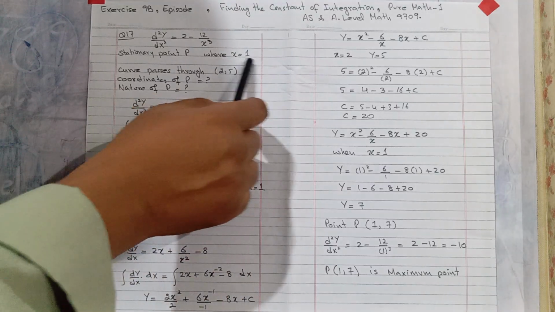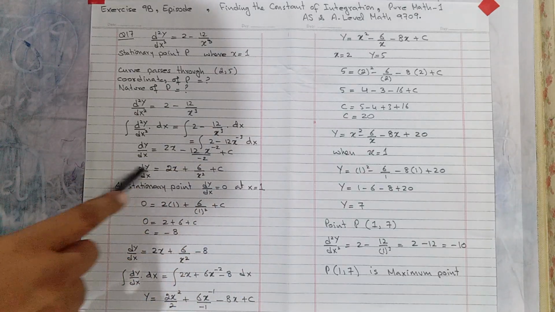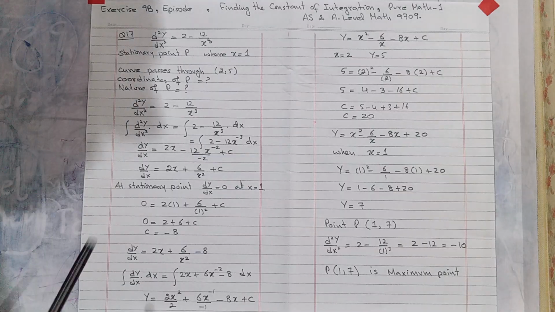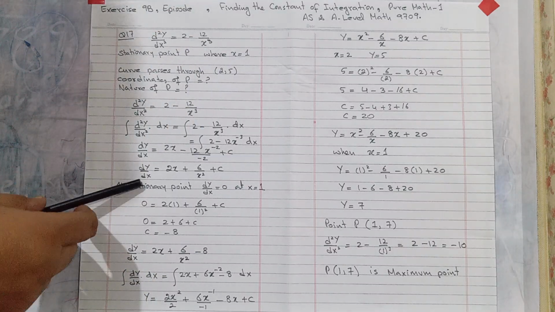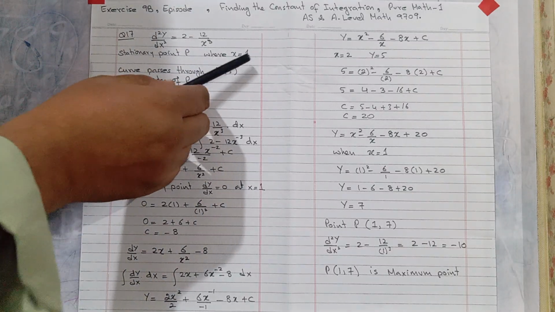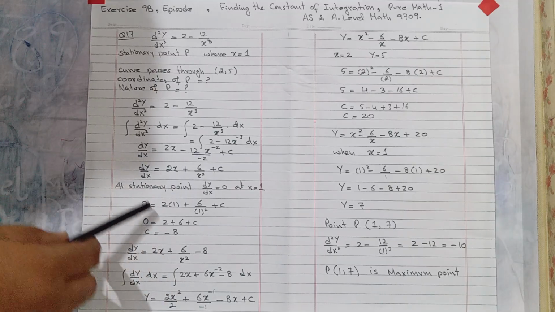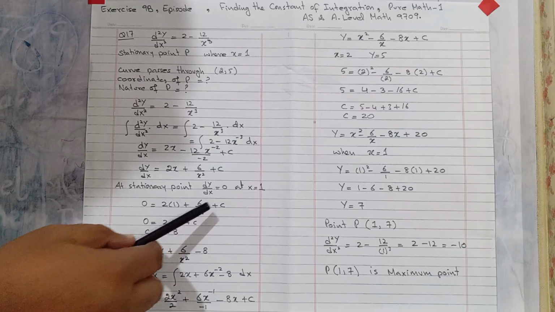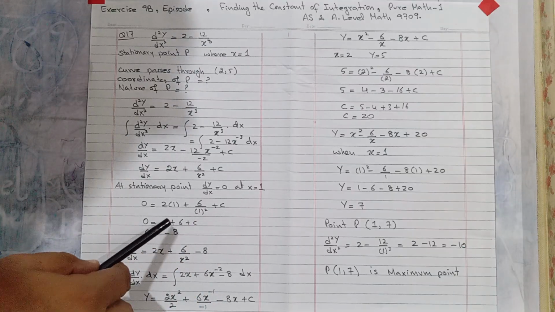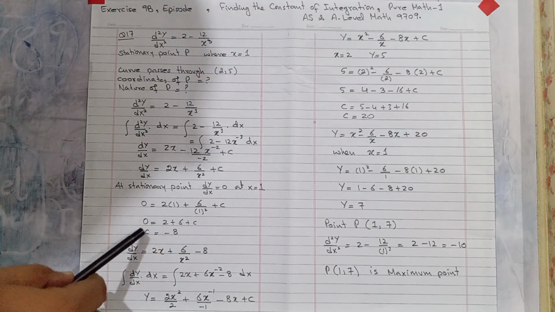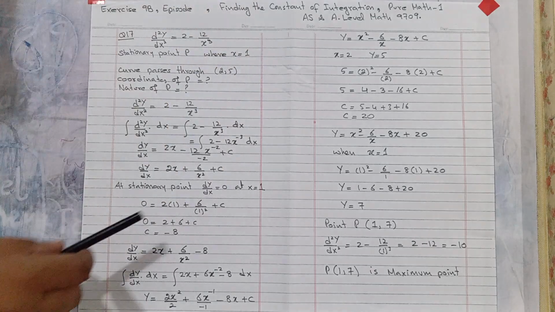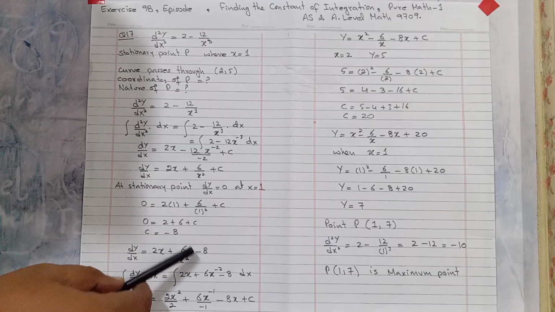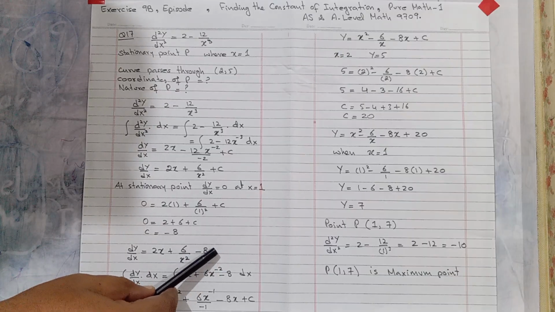We know that when you put x equals 1, it's a stationary point, and so at the stationary point dy by dx is 0. So put x equals 1 and make dy by dx equal to 0. So 0 equals 2 into 1 plus 6 divided by 1 square plus c. So 0 equals 2 plus 6 plus c. So c will be equal to minus 8. Now I got this c value. So dy by dx will be equal to 2x plus 6 divided by x square minus 8.